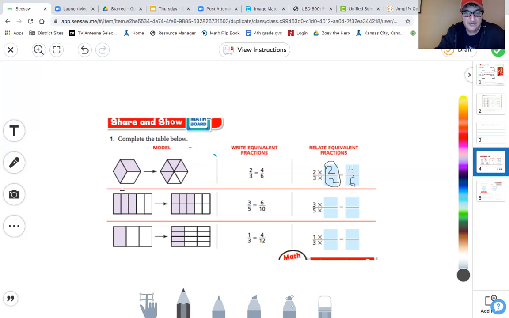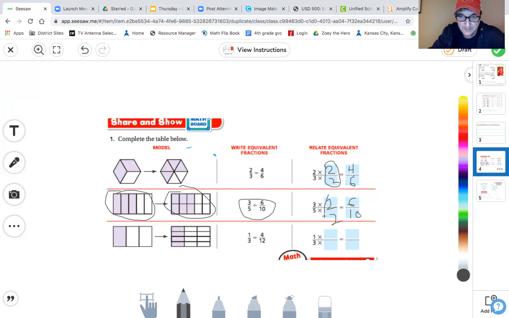Let's look at this one down here. We got 3/5 right here, and we got 6/10. And once again, we can see that these two light purple areas are the same, right? So we can see that 3/5 and 6/10 are equivalent. They show the same amount. We'll look at this over here. We got this equivalent fraction 6/10. And we notice that if we take the numerator 3 and multiply it by 2, we get 6. We take the denominator 5 and multiply it by 2, we get 10.